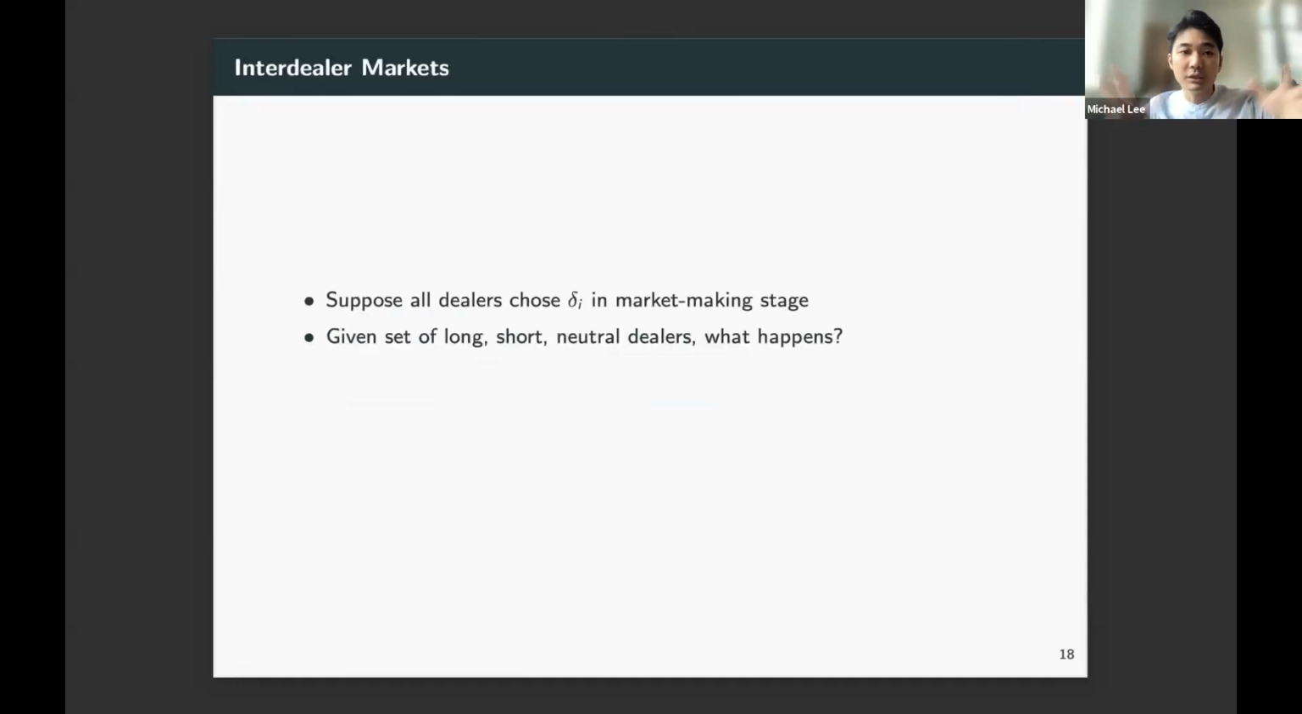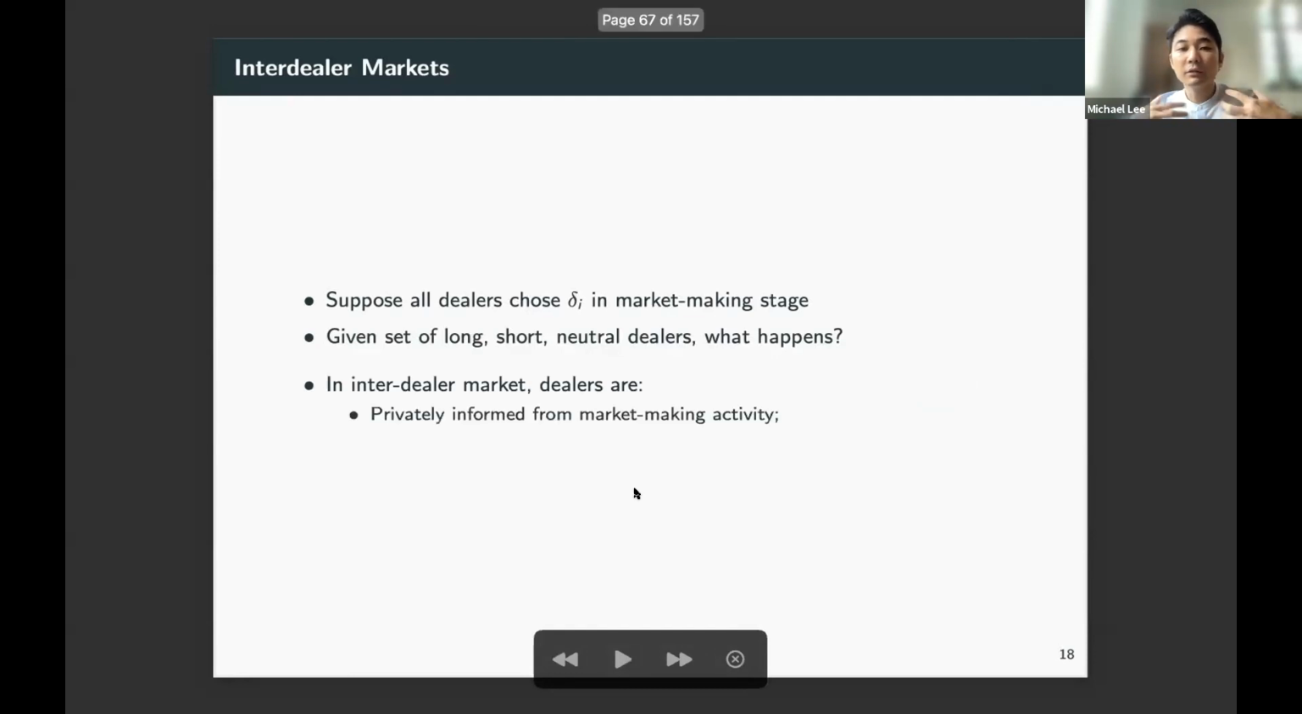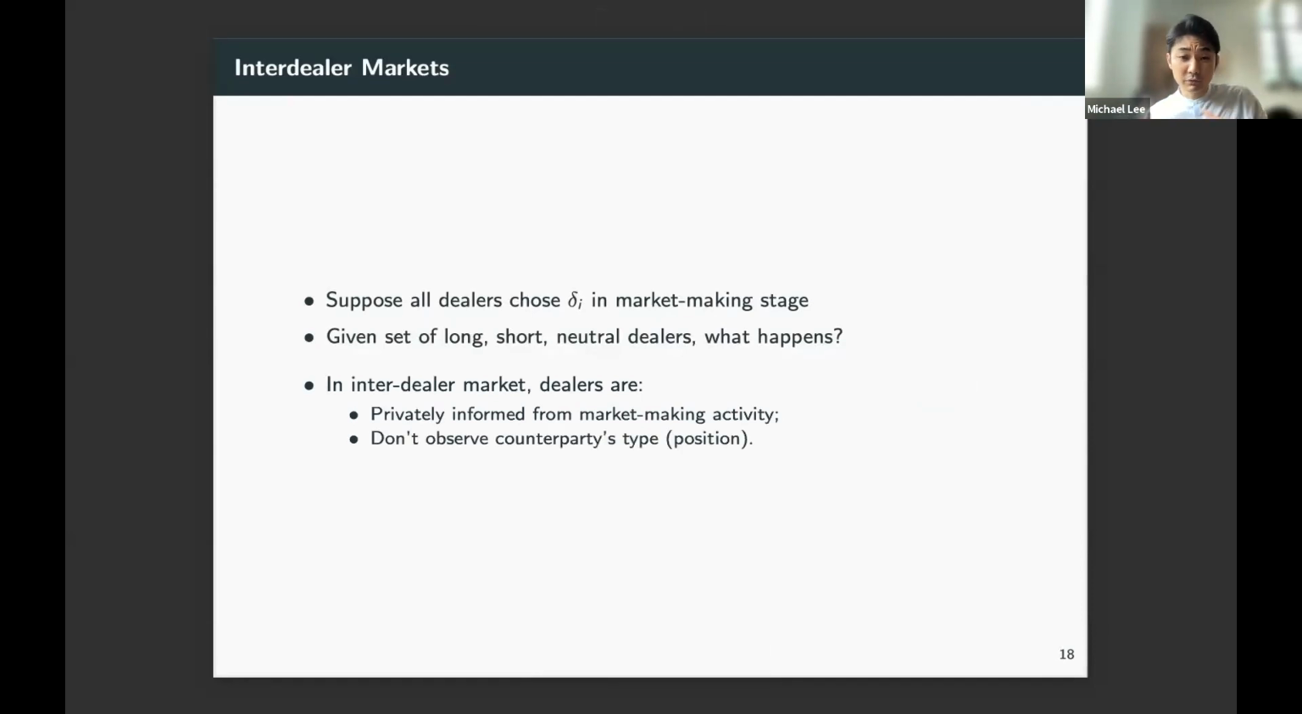So let's start with the interdealer markets, working backwards. Let's suppose that all the dealers chose some identical market making strategy delta I in the market making stage. And so we have a set of long, short, and neutral dealers, depending on the types of traders that they matched with. So what happens? Well, in the interdealer market, all of these dealers are still privately informed based on their market making activity and also don't observe their counterparty's type. So when a dealer matches with another dealer, they don't know what types of activities they had gone through. They need to make an offer based on an anonymous identity of a dealer.